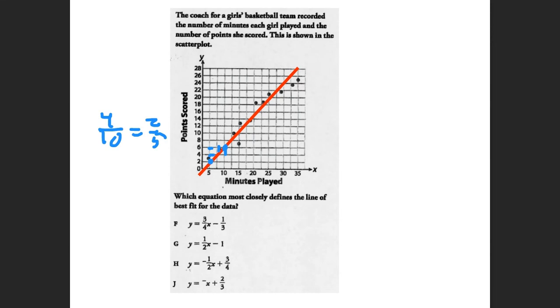Well, neither of these are 2/5, but what's closer, 1/2 or 3/4? It's pretty close. I'm going to go with 1/2. I'm going to go with this one as my line of best fit. Okay, so that's how I would find my line of best fit. Now, if my graph was bigger, it'd probably be a little bit easier to do.